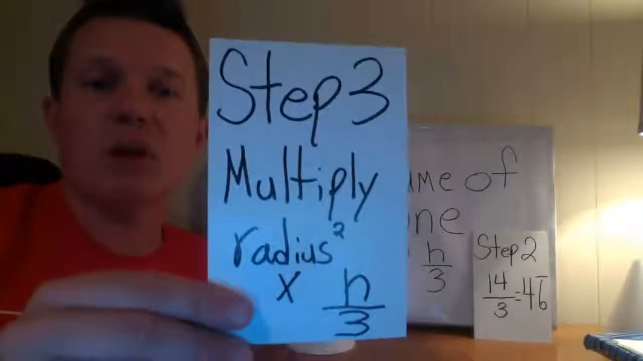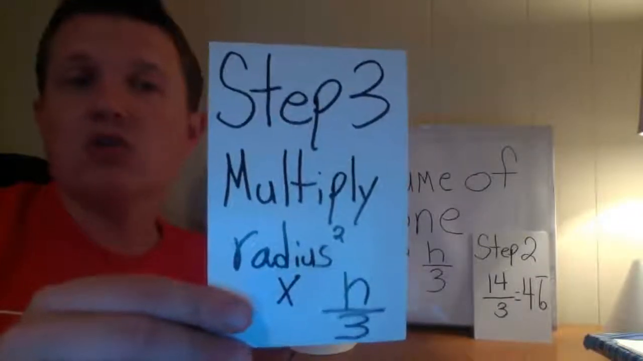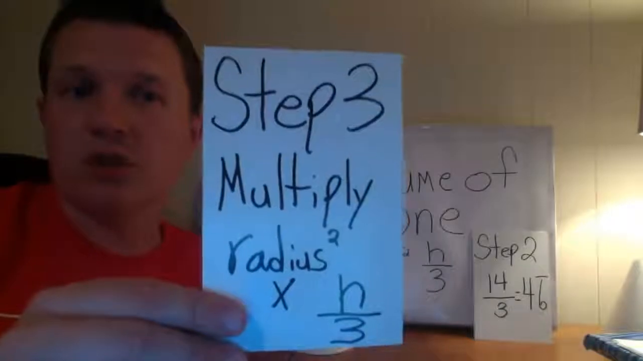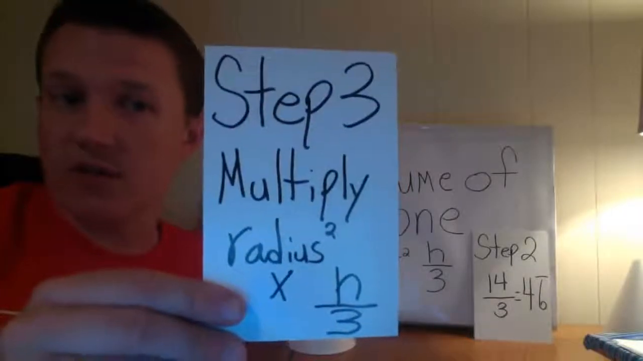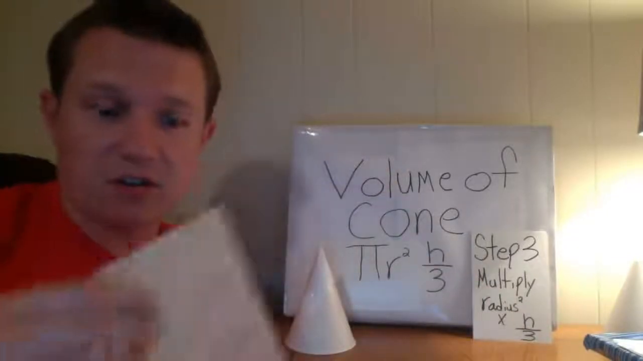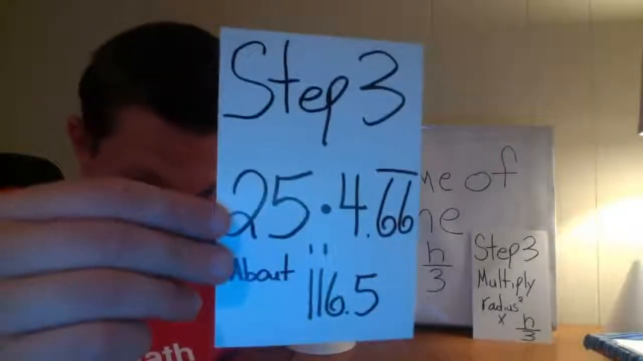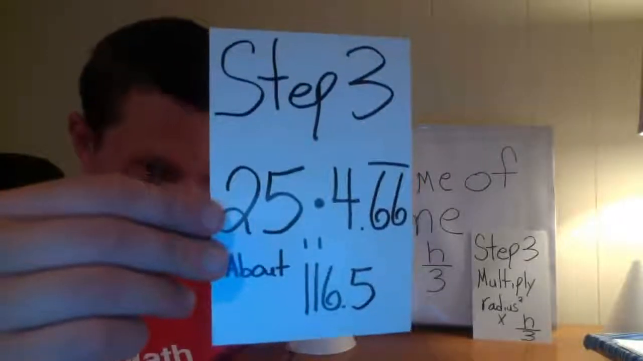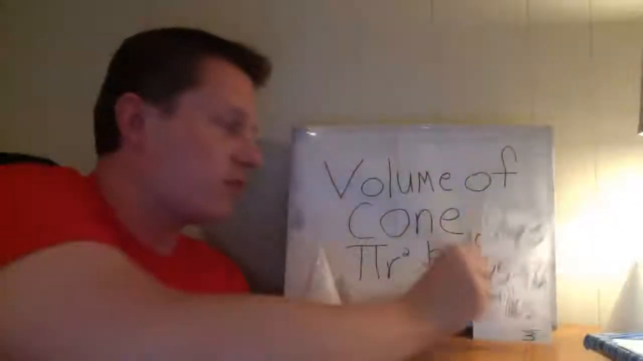Multiply the radius squared by the height divided by 3. So you just found these in steps 1 and 2. Now you multiply them together. You find the product. And I did this on a calculator earlier as well. And you should get about 116.5.